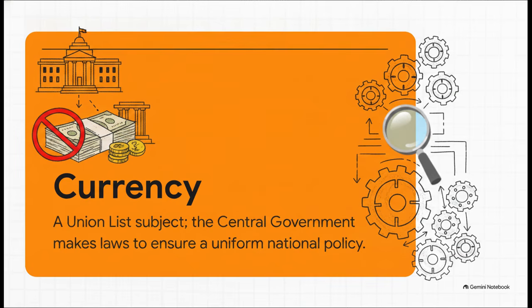So, back to that crazy scenario from our opening hook, the one where a state government wanted to stop the center from issuing new currency notes? Well, because we now know that currency is strictly a Union list subject, the answer is a resounding no. The central government alone has the authority to make laws regarding currency to ensure a uniform economic policy across the entire nation. The state government literally just doesn't have the jurisdiction to block it.